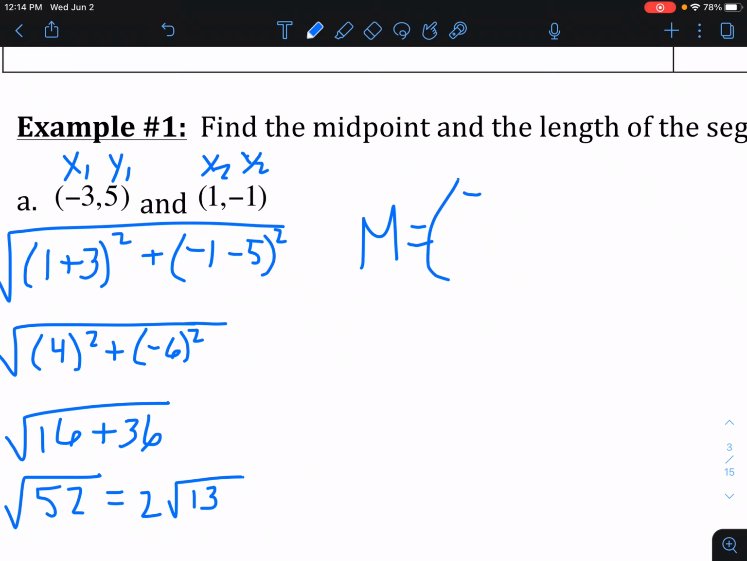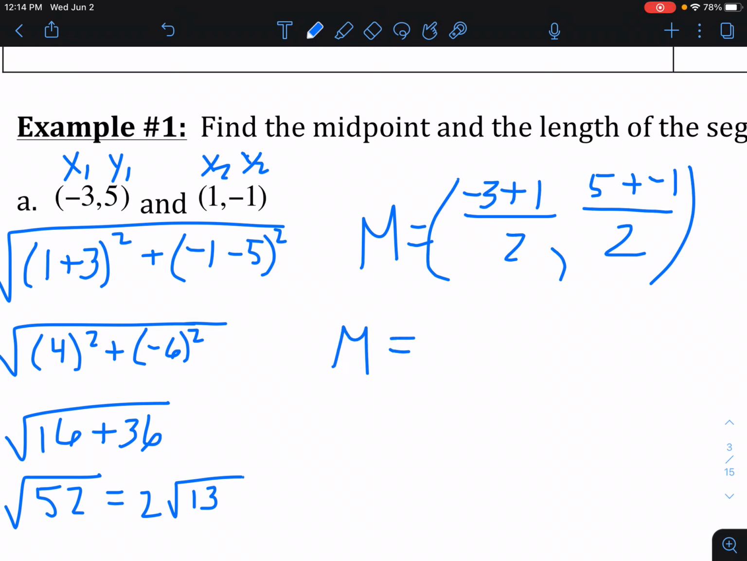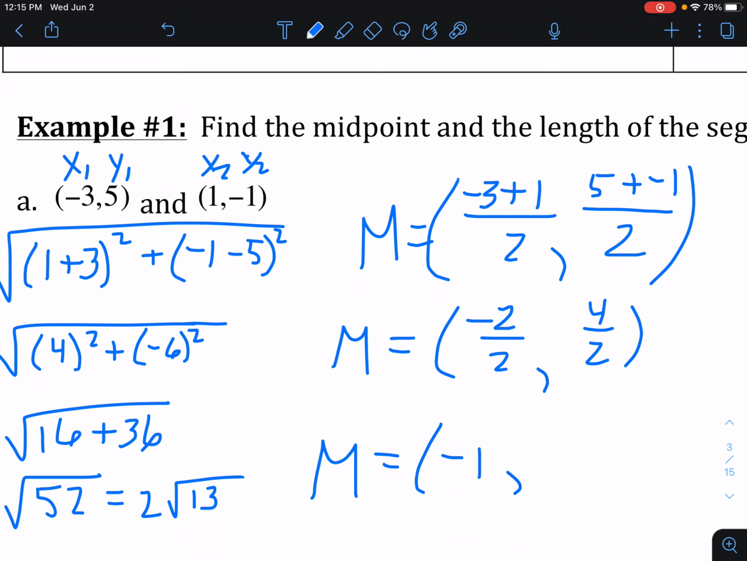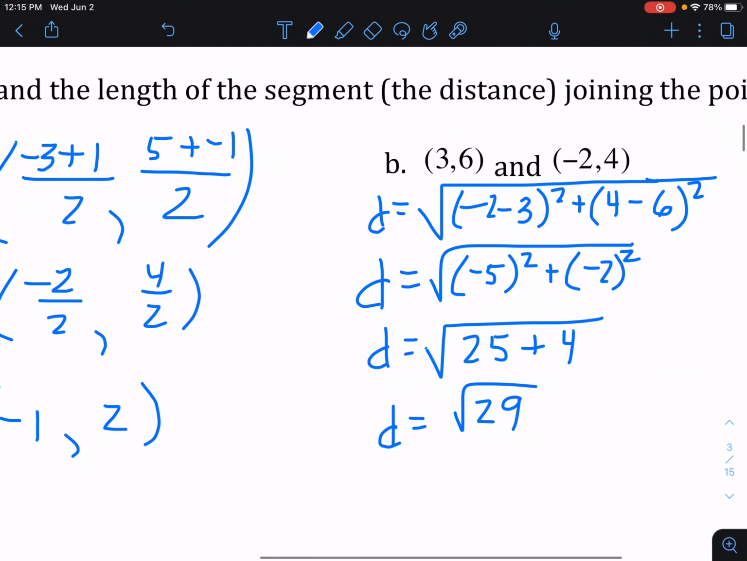So add the x's, divide by 2, add the y's, divide by 2. So for the x, that'll be negative 3 plus 1 is negative 2. And then for the y's, 5 plus negative 1 is 4, then divide by 2. And now I'll finally divide. So my answer is negative 1 and 2. So you're just adding and dividing by 2. That's it. Can't get any easier than that.